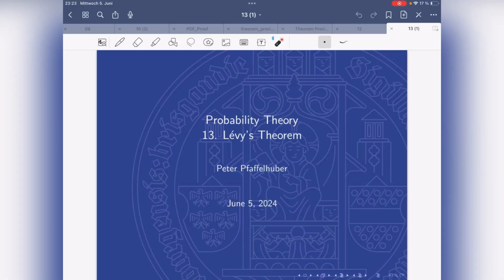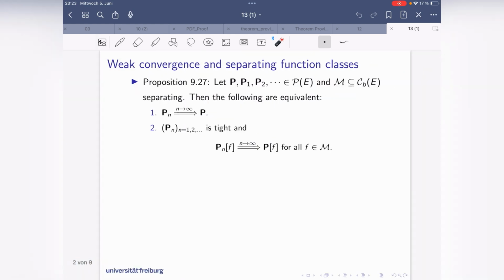So it builds a connection between convergence of characteristic functions and weak convergence. Let's see what that all means. So, Lévy's theorem. Let's get started.